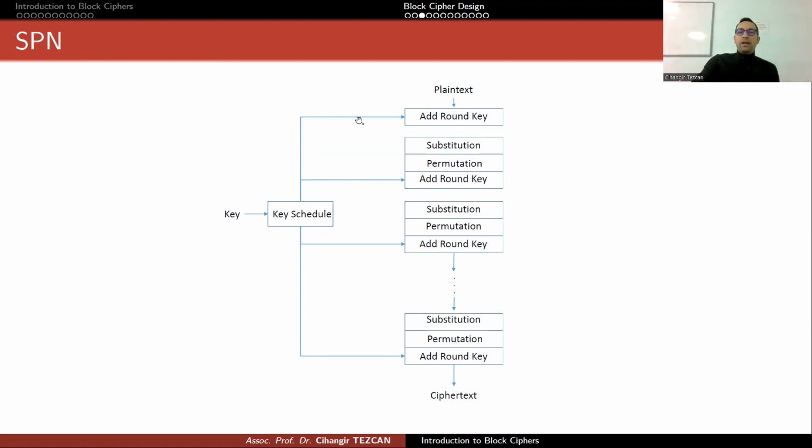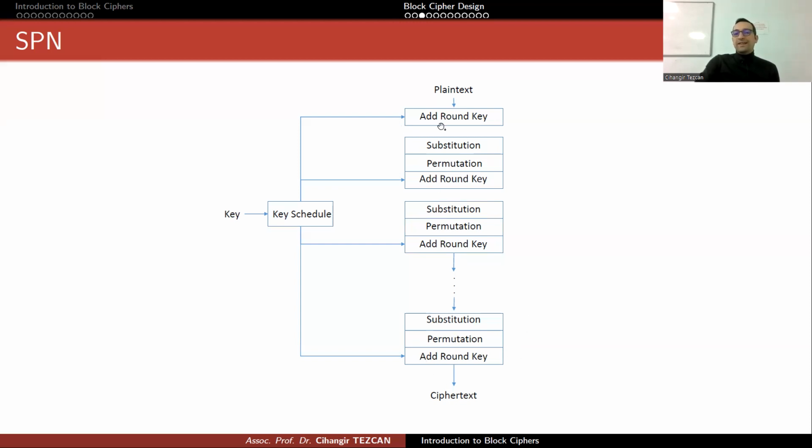Anyway, you take your round key and add it to the plaintext. Generally, we XOR, but you don't have to, right? You can also do some other operations, but somehow you combine the input with the round key. Then you have layers like substitution and permutation, okay? Add round key. So you repeat this process.